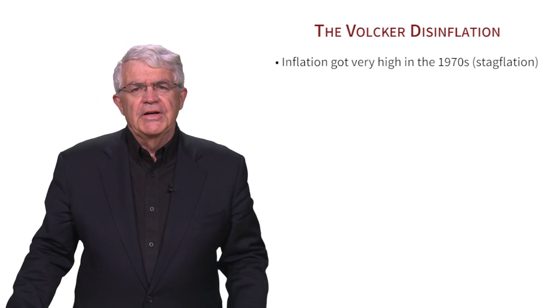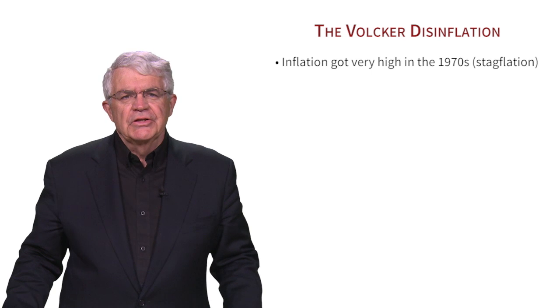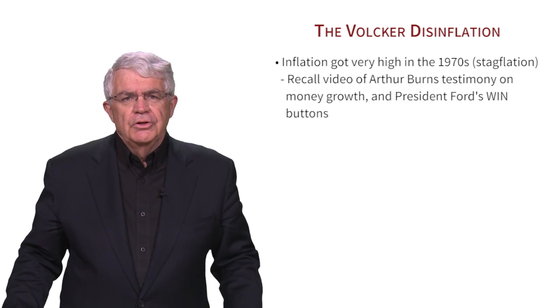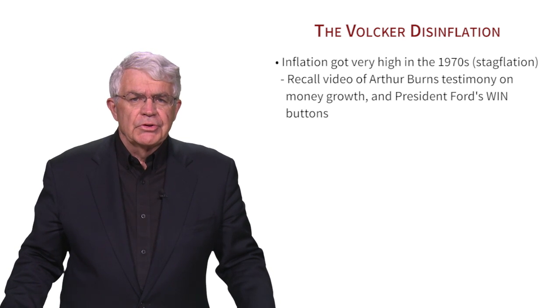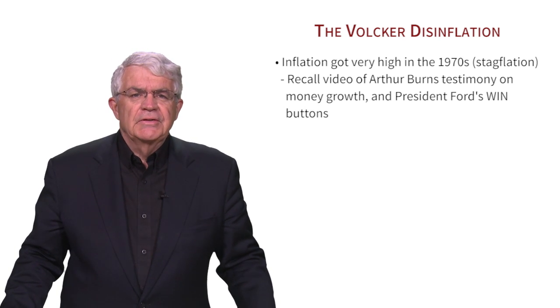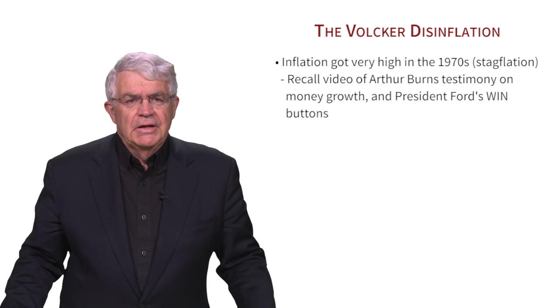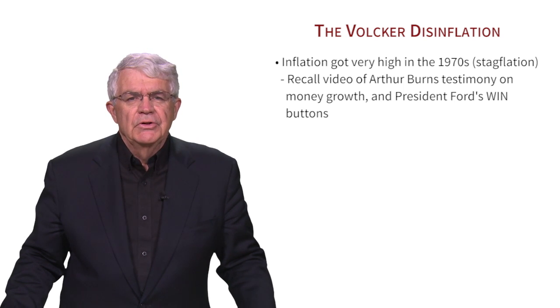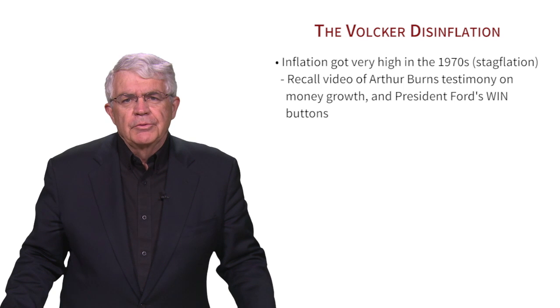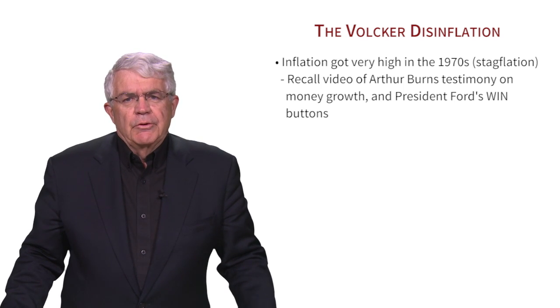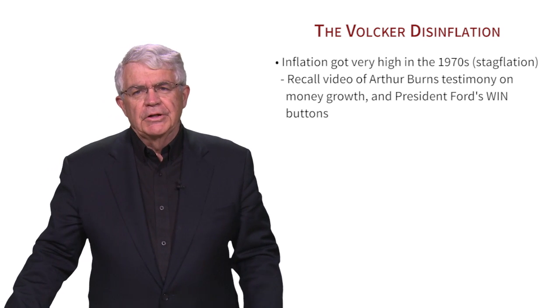In the 1970s, inflation got very high, sometimes called stagflation, because unemployment was also high with that inflation rate and growth was low. You may have remembered a video of Arthur Burns, who was the chairman of the Federal Reserve at that time, testifying on Capitol Hill about the importance of keeping money growth low. Well, he didn't keep money growth low, as you know, and as a result, inflation got very high during the 1970s. It got to the point where even President Ford, President of the United States, thought we could try to reduce inflation by people wearing buttons called win buttons, or whip inflation now. Didn't work, not too surprisingly from an economic perspective.